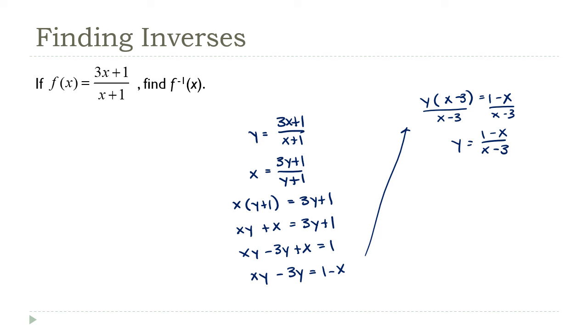But again, we don't want to write it that way. Let's say f inverse of x is 1 minus x over x minus 3. And that's it. There's my inverse. Right? And of course, this is one of those things you can check your work. Rational functions, they're a little messy. But if you calculate f of f inverse of x and f inverse of f of x, simplify both of them, you should end up with x both times.